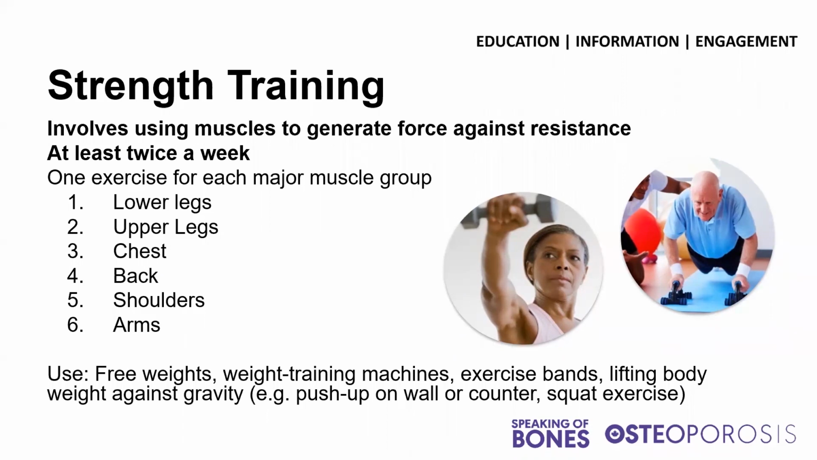So the first component we'll talk about is strength training. This involves using muscles to generate force against resistance. It's recommended to be done at least twice a week, and you should do one exercise for each major muscle group. These groups are the lower legs, your upper legs, chest, back, arms, and shoulders.